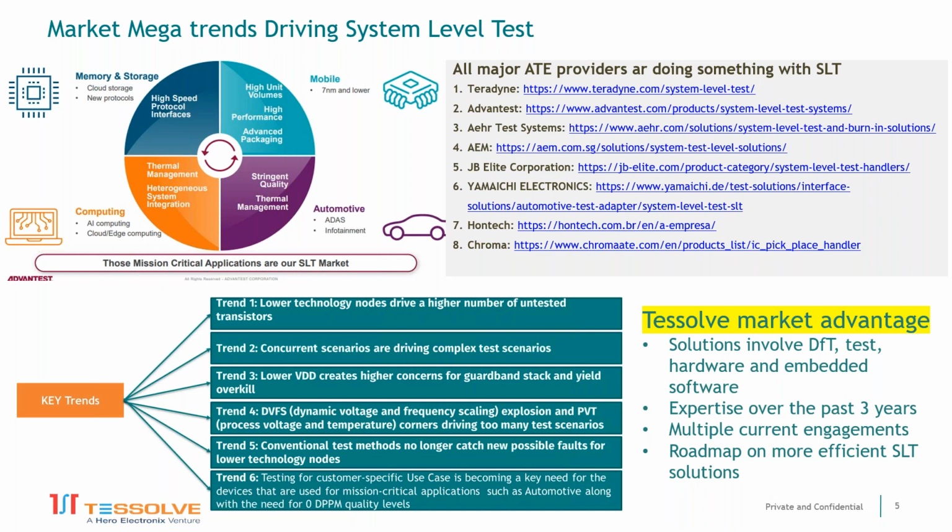There are some other trends pushing us towards this as well. In the concurrent scenarios, a lower VDD creates high concerns for guard band stack and yield overkill. So basically, our guard band is getting squeezed. Dynamic voltage and frequency scaling is being used more and more, and that again can produce more manufacturing bugs or less guard band.